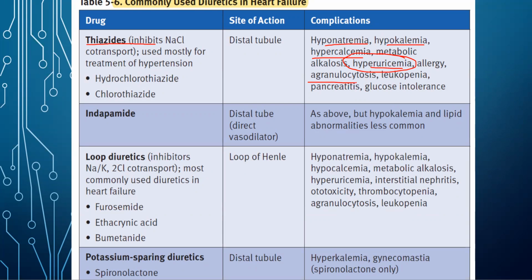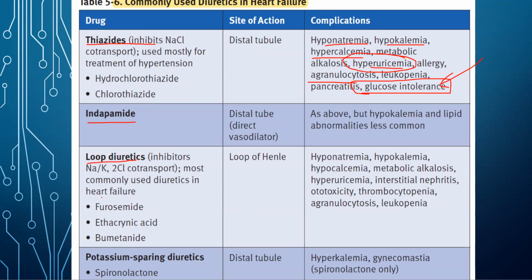It can also cause blood-related problems like agranulocytosis. It can also cause glucose intolerance, which means a diabetic patient should not be given thiazide diuretics. So these are the important complications of thiazide. Indapamide also acts similarly to thiazide diuretics, and the complications are pretty much the same.